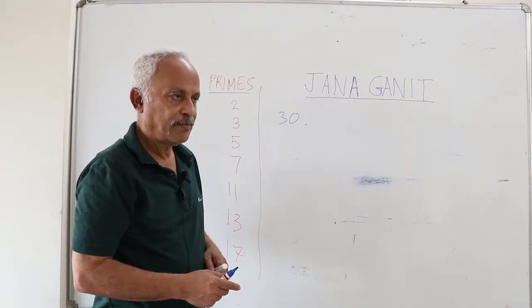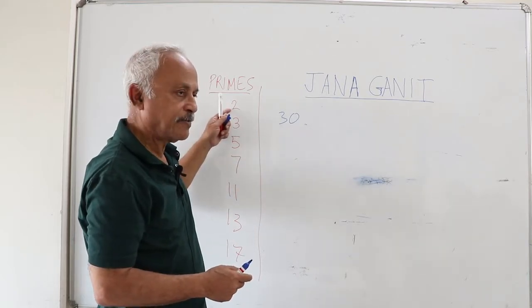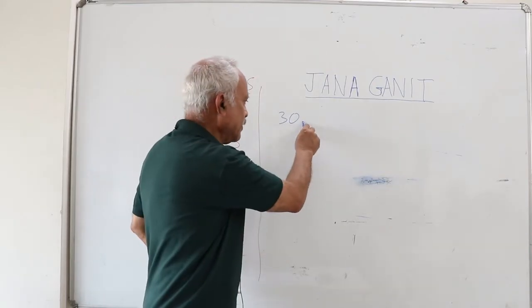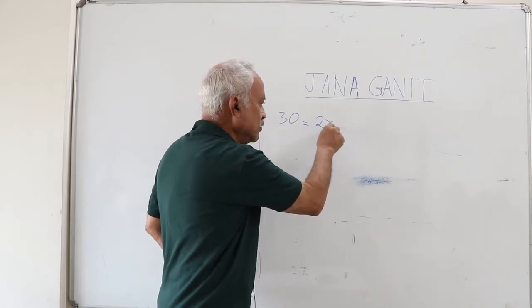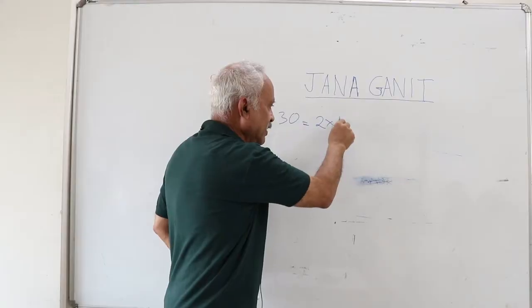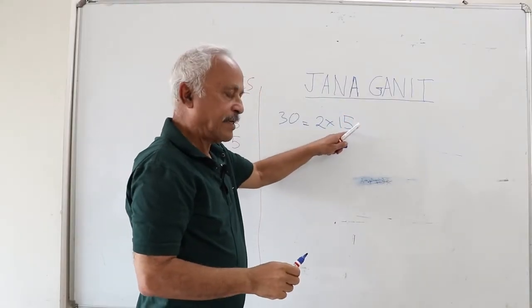What do you get? 30 divided by the first prime number is? 15. So I can write 30 as 2 into 15. Now, then I take 15.